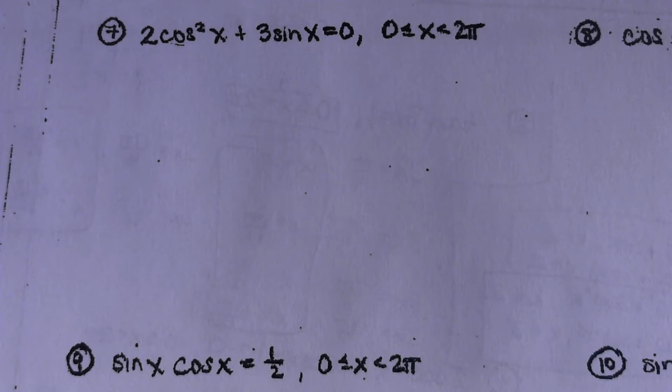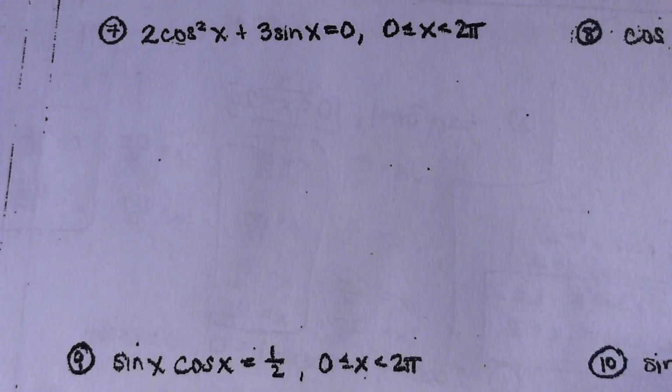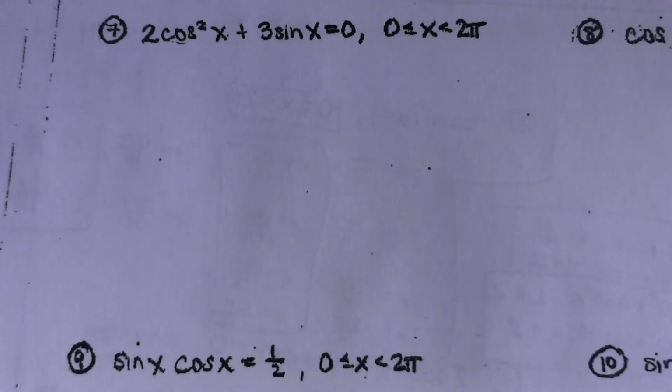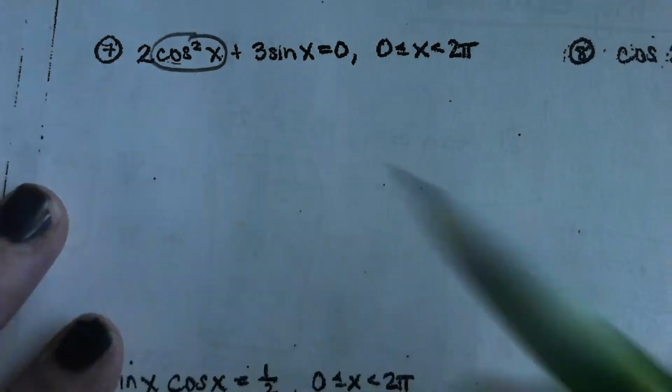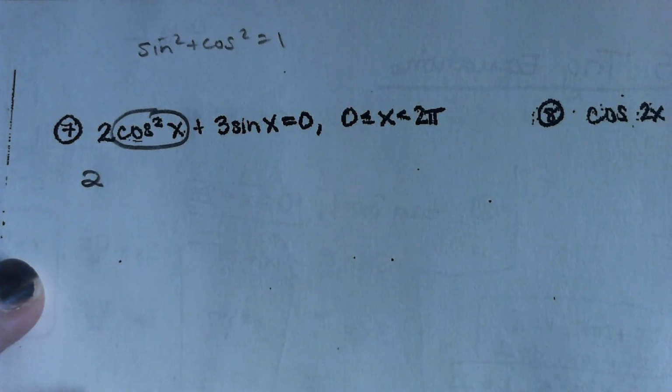Joey? Correct. This was going to be your hint. Here's your hint. Use ideas from the reference sheet. So, cosine squared is an easy one. This isn't technically on your reference sheet, but it's some of the ideas you have to know. Since sine squared plus cosine squared equals 1, I can replace cosine squared with 1 minus sine squared.